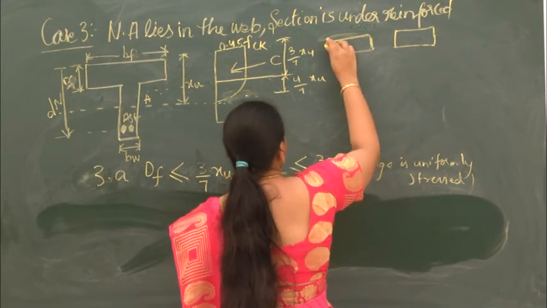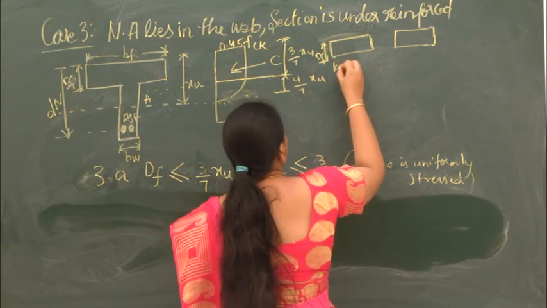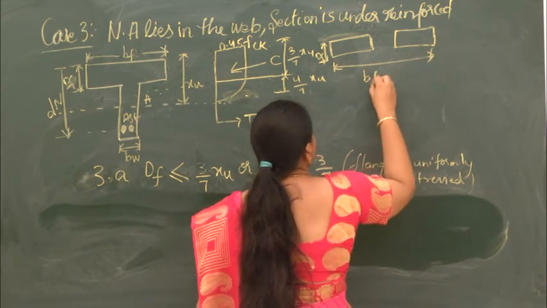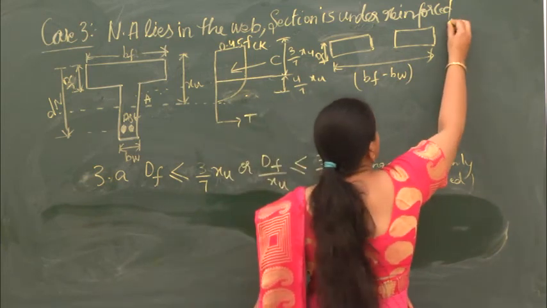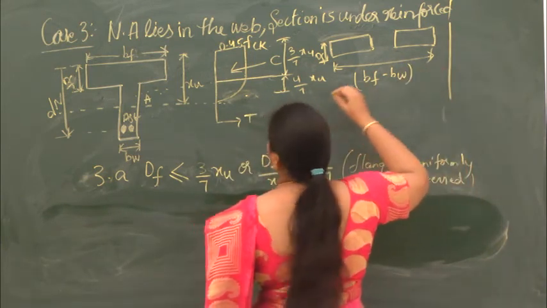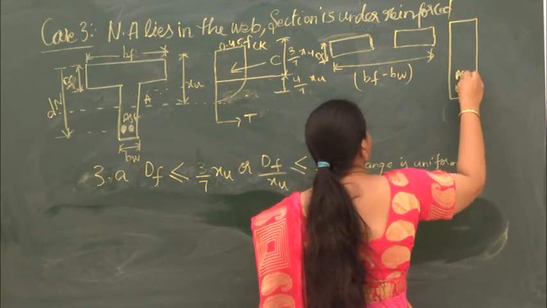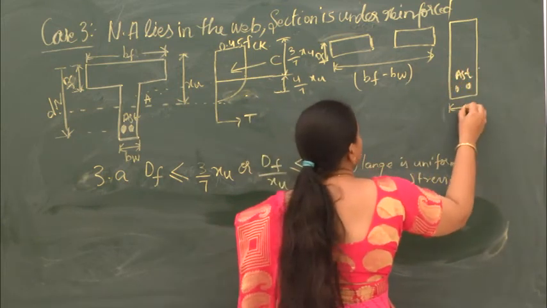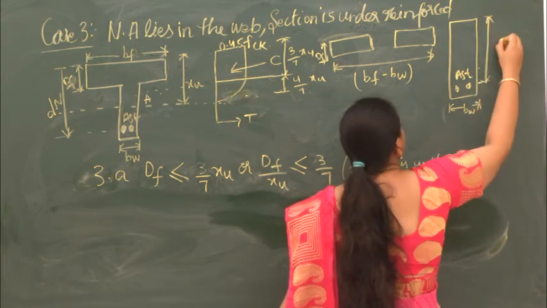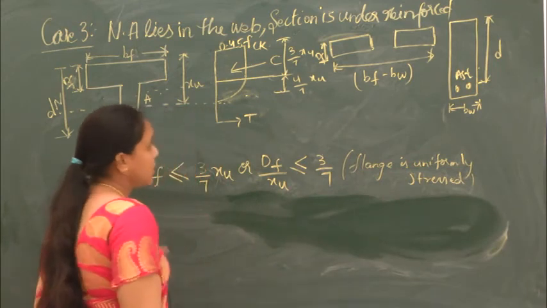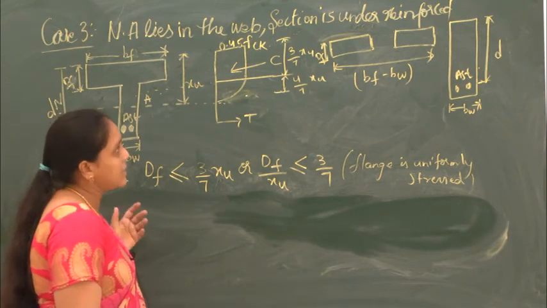So what will this be? Here the depth will be DF and the width will be BF minus BW, in a similar way, and the other one is going to be the rectangular portion. So the rectangular portion, here we are going to have the area of steel. This is going to be the breadth of the web, and this distance is going to be the effective depth D. So now you know the compressive forces as well as the tensile forces.